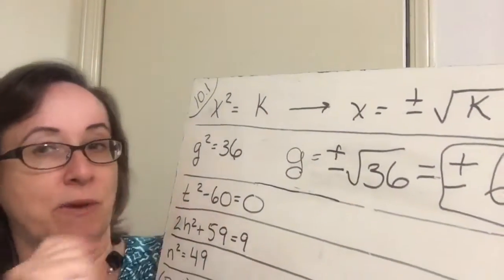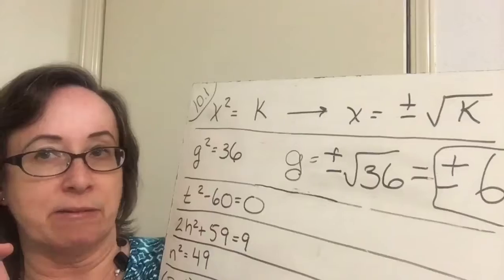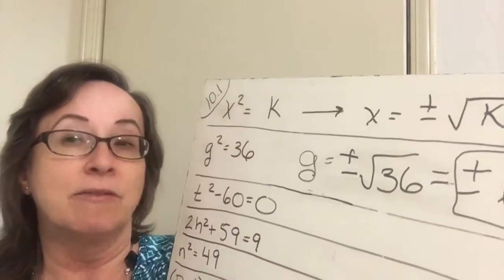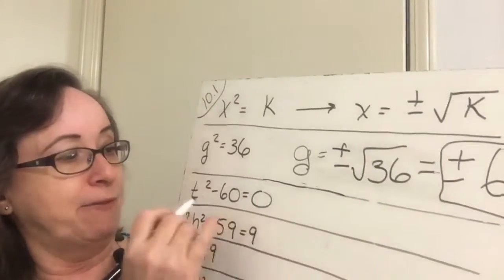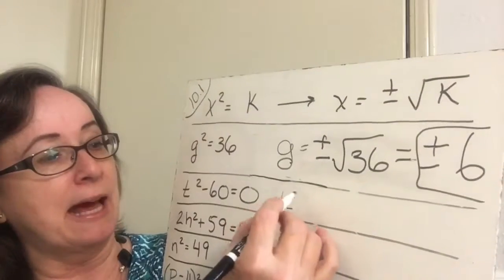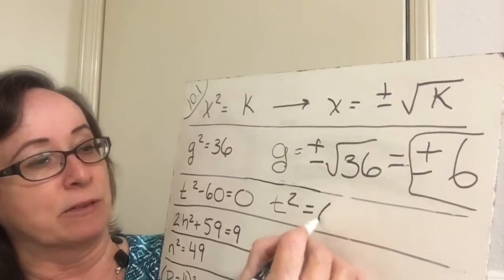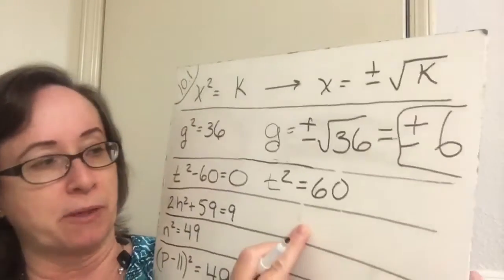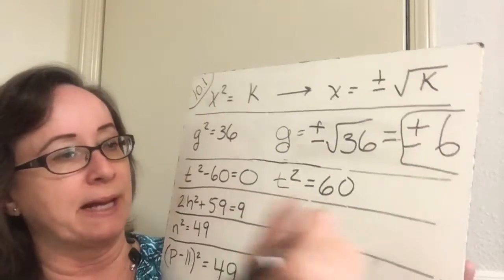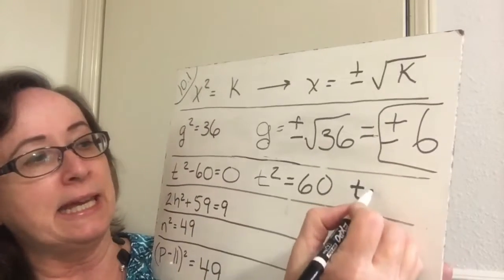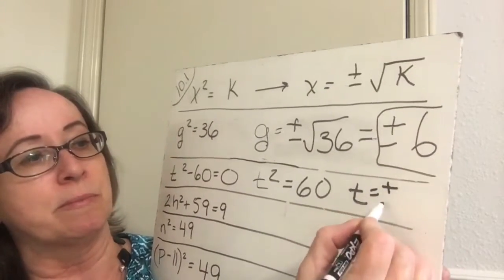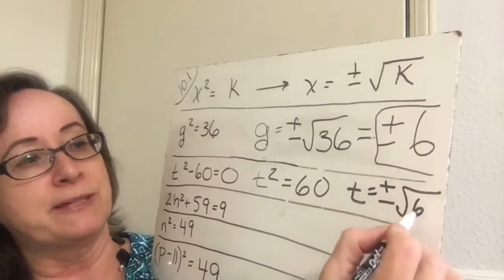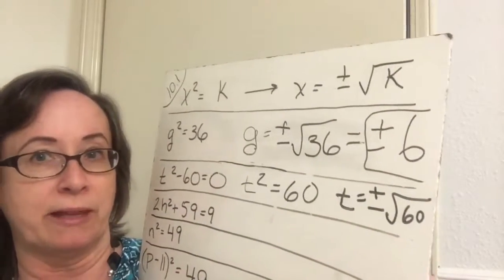And then t squared minus 60 is equal to 0 is not quite ready for me to take the square root. But if I go ahead and add 60 to both sides, then I get t squared is equal to 60. And then I can take the square root of both sides because I have the t squared by itself. And I will get t is plus or minus the square root of 60. I'm running out of board there.